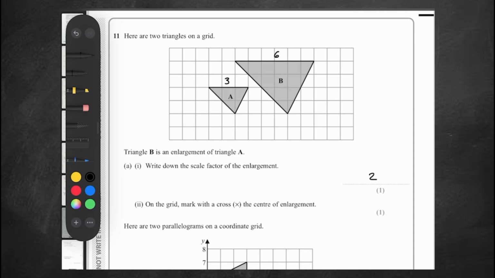On the grid, mark with a cross the center of enlargement. We can do this by drawing a line between the points that relate to each other. And if we extend this line for each of the points, this should, oops, lost a little bit of momentum there. This should all cross at a certain point, just about here. Even with my not so straight line there at the bottom.